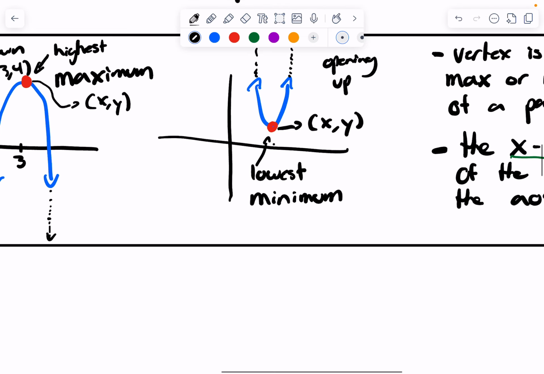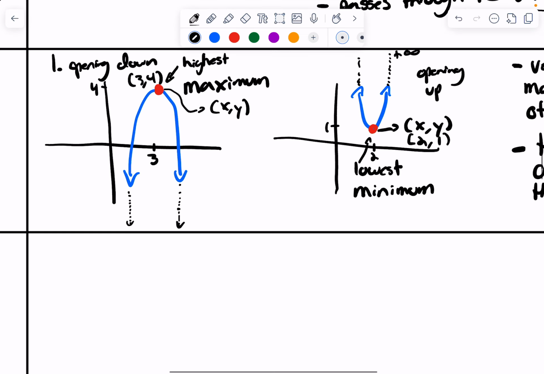Right? Like if this was 2 and this was 1, that would be 2, 1. That would be the location of that vertex. So that means in this scenario right here, if the x coordinate is your axis of symmetry, the AOS in this case would be x equals 3. This value.